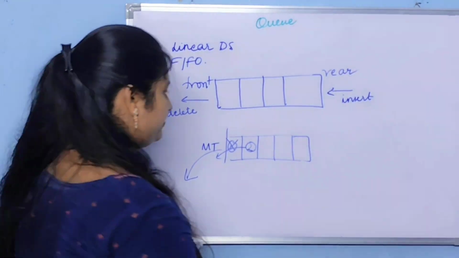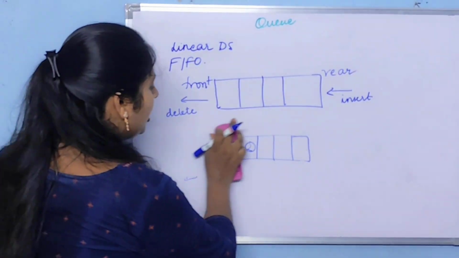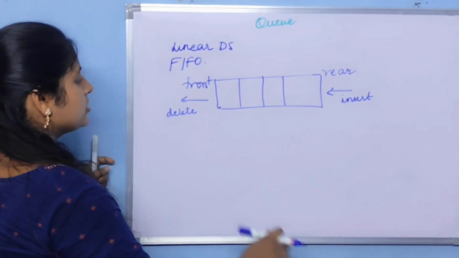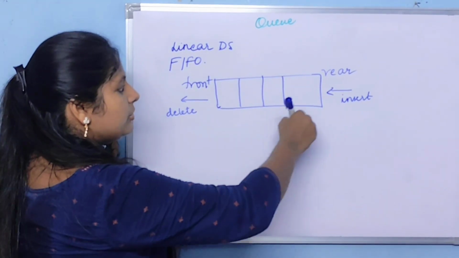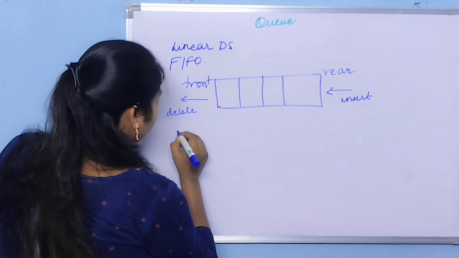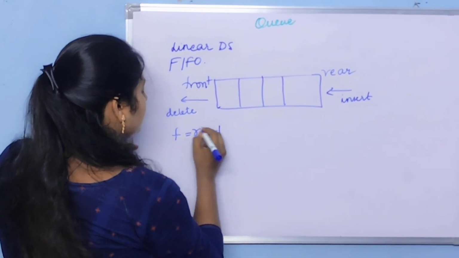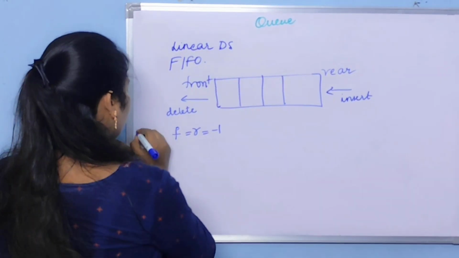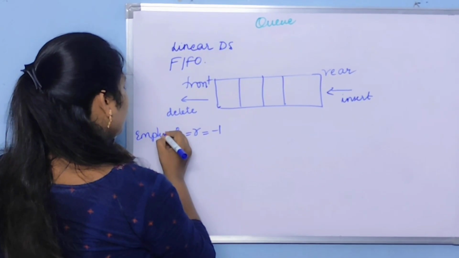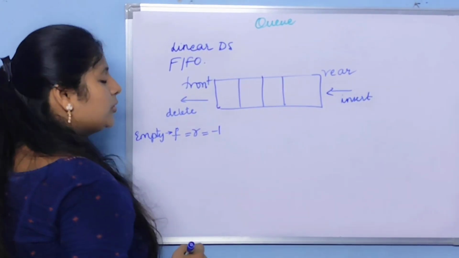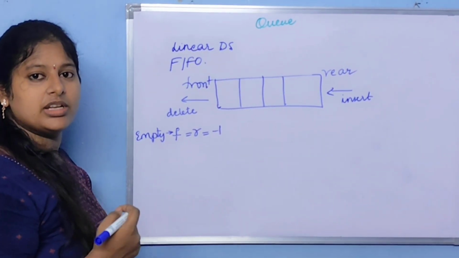Okay, so now let's see how queue works. So when there are no elements in the queue, then front equals rear equals -1. Since there are no elements and the queue is empty, you will represent the status of the queue as front equals rear equals -1.